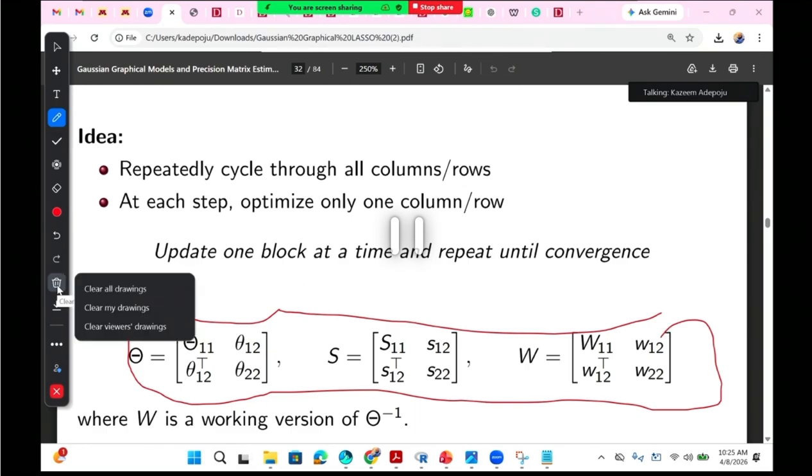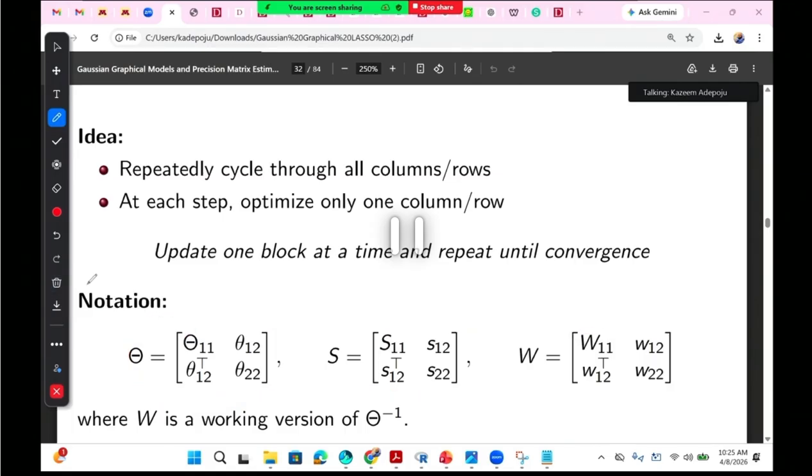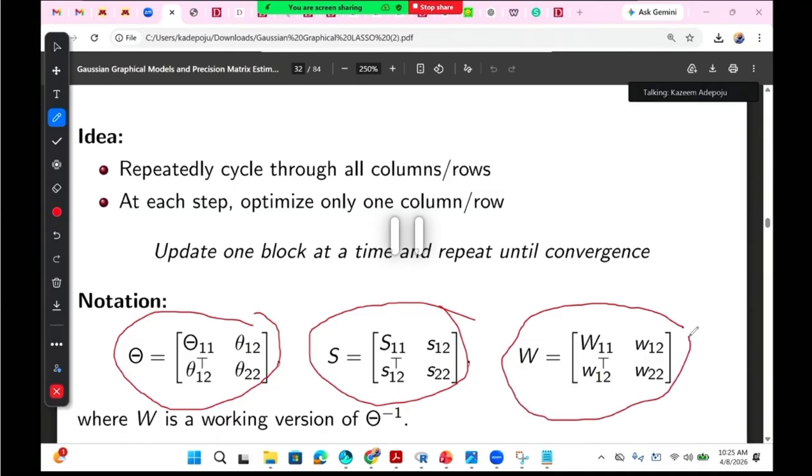So let me go. Take a look at this. This is the splitting. We are splitting precision. This is precision. This is the sample covariance. This is the working covariance. We have the working covariance and we have the sample covariance. Okay, we're going to get a working covariance W from the sample covariance. We're actually going to use the working covariance after it has already stabilized. Then we're going to use it to estimate the precision matrix that we want.